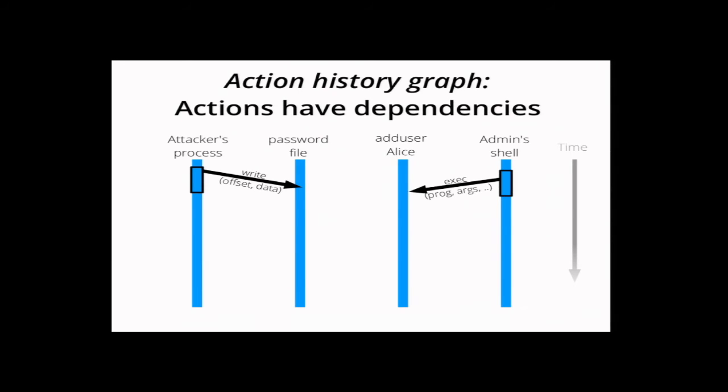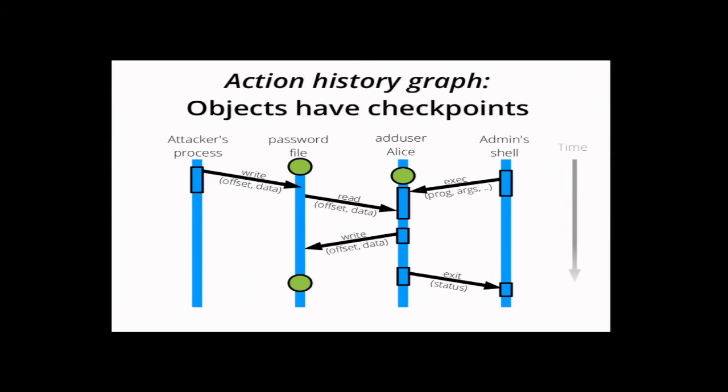And then the user process reads and writes down to the password file and returns back to the admin shell. We also have a notion of checkpoint to preserve the state of the object that I presented as a green circle here. And then we are pretty much ready to recover from the attack.